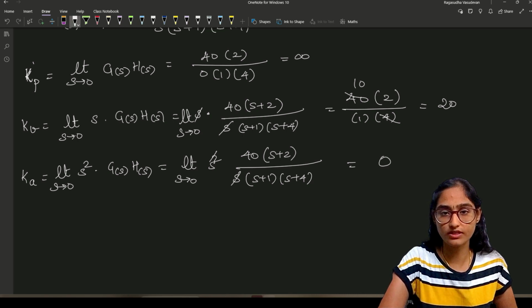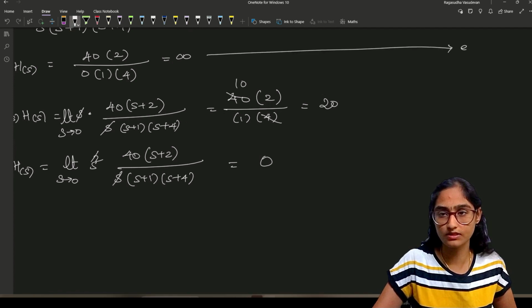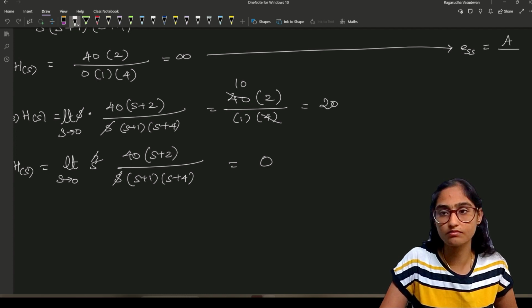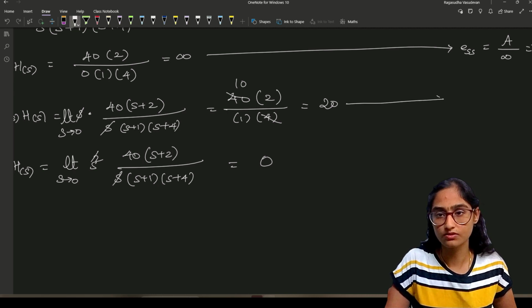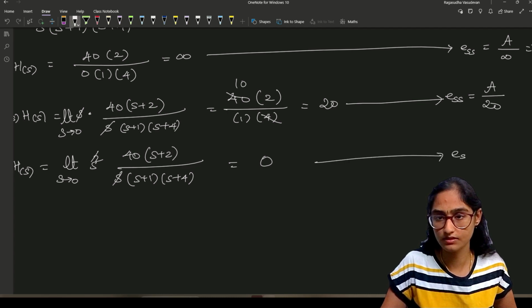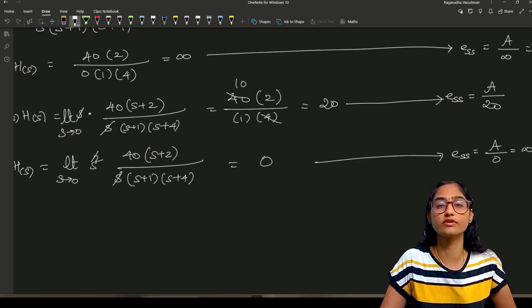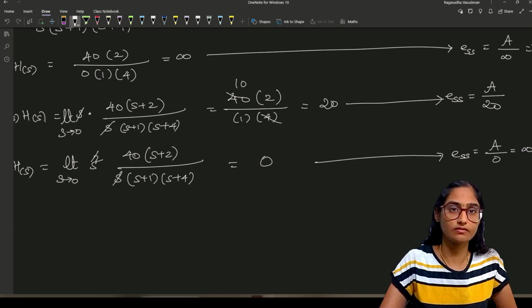So what is the value of steady state error? In this case, what is the steady state error? Yes, this is going to be a, whatever be the input magnitude, a divided by infinity, 0 error. So in this case, what is ESS? In this case, ESS is a divided by 20, and in this case, it is a by 0, infinity. Okay, so we saw the value of ESS for different kinds of error constants.